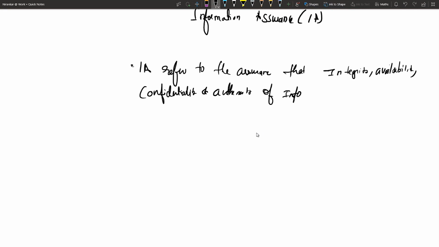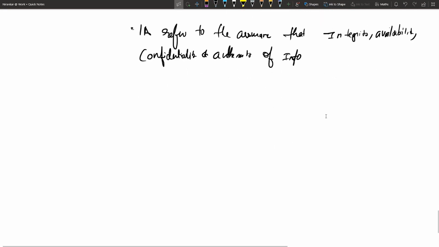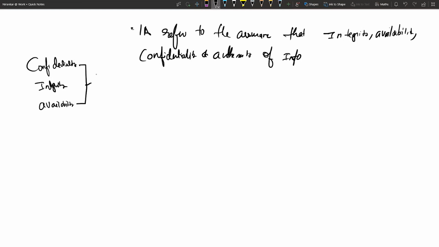Now, this confidentiality, let me write it over here, integrity, and availability. These three will make the CIA triad. So this is the CIA triad: confidentiality, integrity, availability. That you should all know.